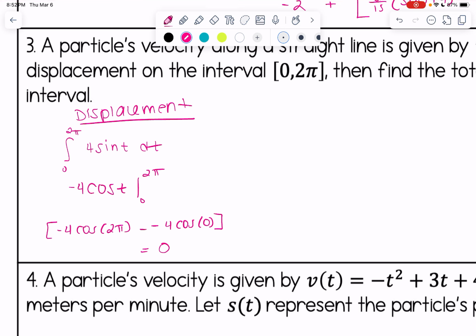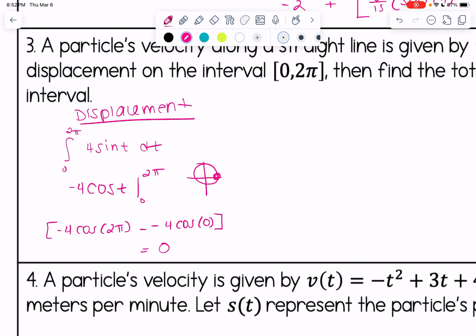In order to evaluate cosine of 0 and cosine of 2 pi, if we do not have our calculators, one way to do that is by thinking about the unit circle. 0 and 2 pi are both over here, and we can see that the x value at those coordinates is 1.